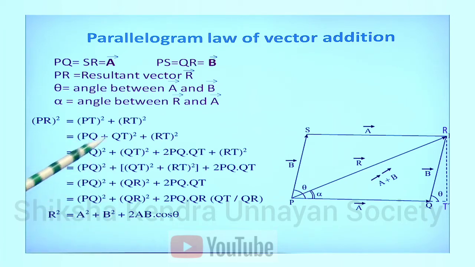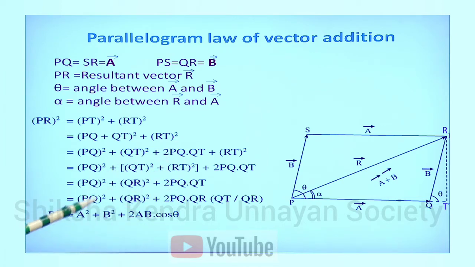You can also write PQ plus QT square equal to PQ square plus QT square plus 2 into PQ into QT, and again plus RT square. Now, this can be simplified as PQ square plus QT square plus RT square plus 2PQ into QT. We have brought this RT square to here. Now, this is equal to PQ square plus QR square. QT square plus RT square equal to QR square plus 2PQ dot QT.